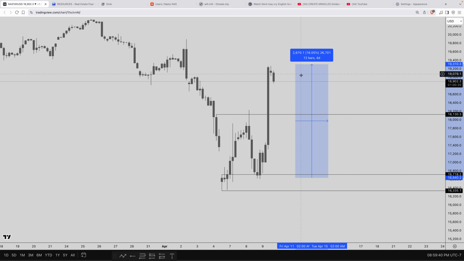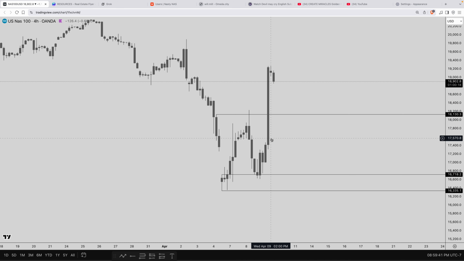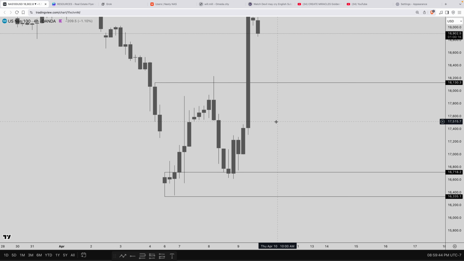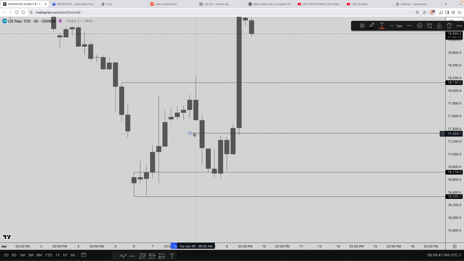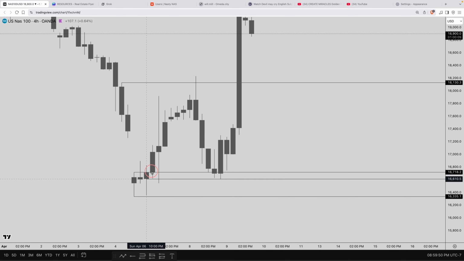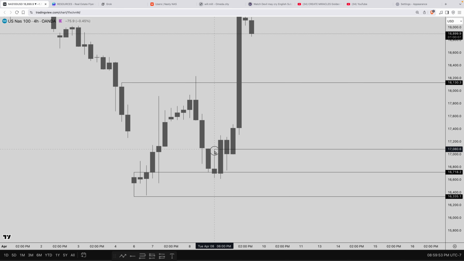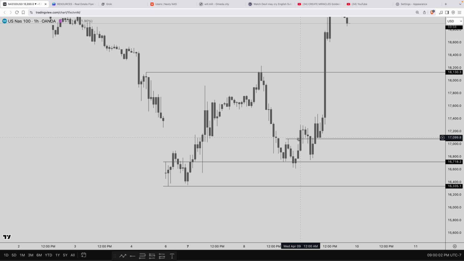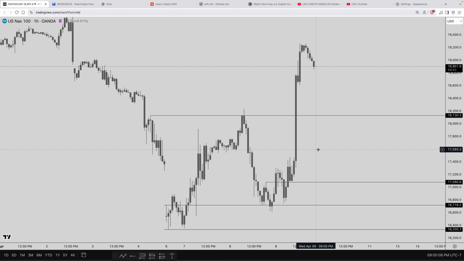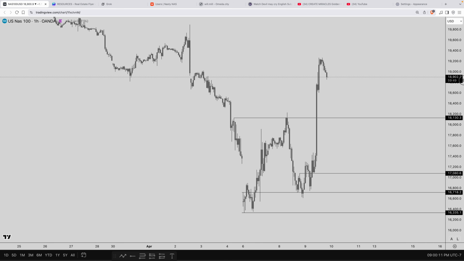2,500, 2,600 points. Easy work. And this is just the 4-hour time frame. You could have marked up more structure here, right? If you missed these entries, okay, well, we broke this structure, right? Full body candle, retest, gone. You could have gone down to even smaller time frames, right? Boom, broke above, retest, gone. Easy work. And that's just NAS.